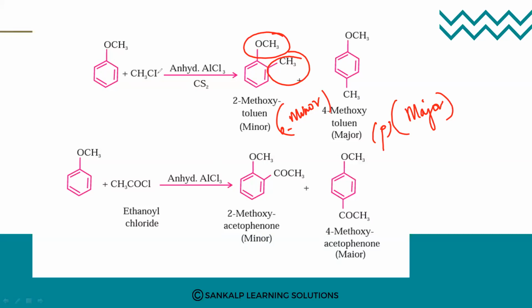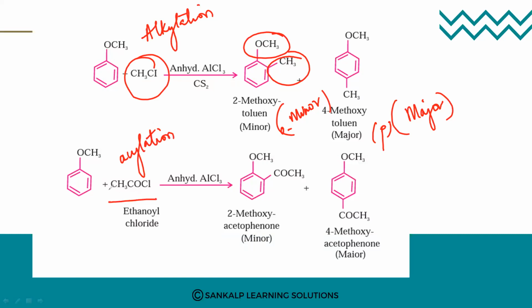So this is undergoing alkylation. So here we are doing the Friedel-Crafts alkylation reaction, and this is the acylation reaction. Again, methoxybenzene, when you are treating it with an acylating agent, is undergoing acylation in the presence of anhydrous AlCl3.